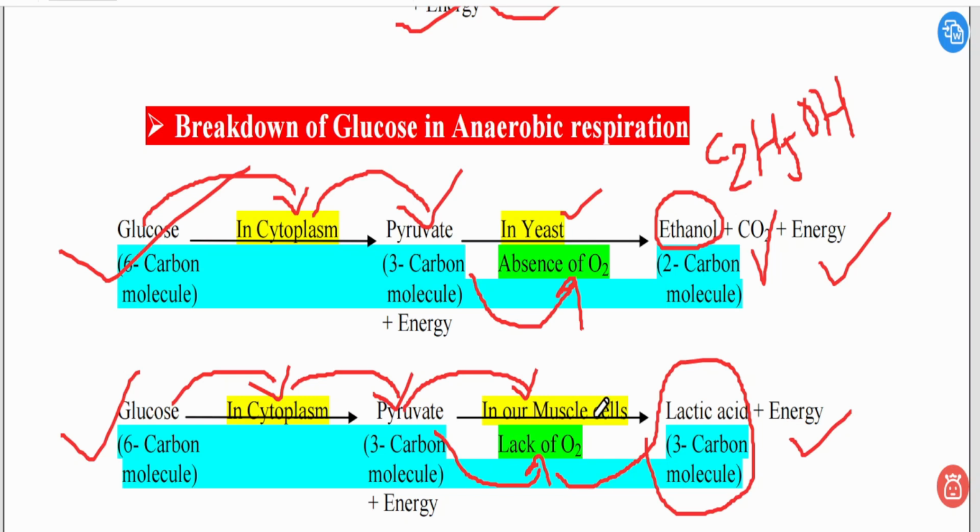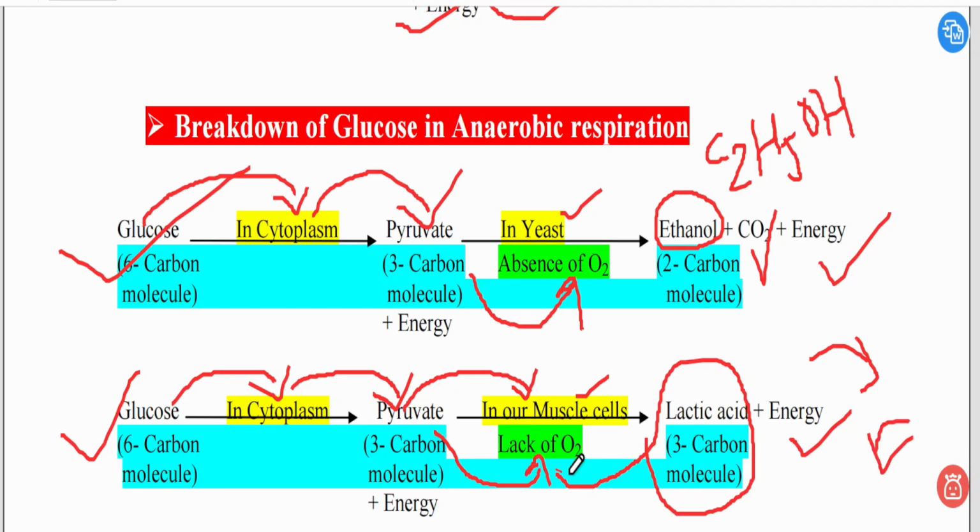Now what are muscle cells? Those muscle cells are attached to the skeleton of our body. They are elongated or spindle shaped. Suppose some of us are running a marathon race, continuously running, taking in oxygen, releasing carbon dioxide, taking in oxygen, and releasing carbon dioxide.